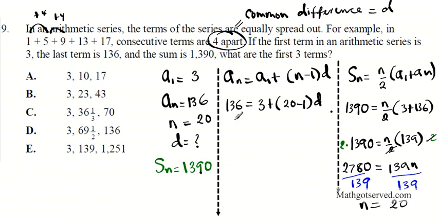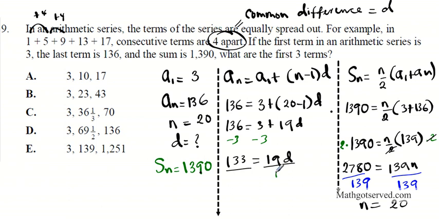So let's do this. We're going to have 136 equals 3 plus 20 minus 1, which is 19, so 19d. Using properties of algebra, we're going to subtract 3 from both sides. I will have 133 equals 19d. To get d by itself, divide both sides by 19. Divide this by 19 and divide that by 19. And then we're going to have d equals 17.